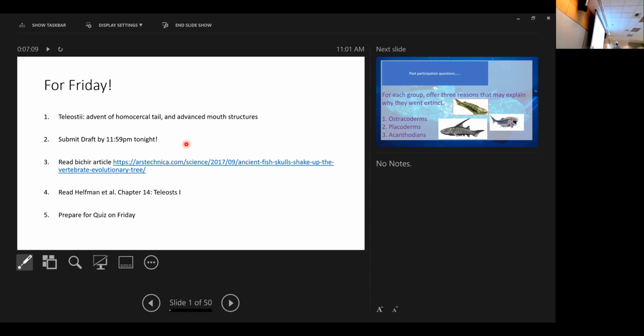And then hopefully, if I move along quickly enough, which is unlikely, we'll get to the teleosts, which are sort of the new updated model of fishes in the evolutionary scope of things. So that's our plan for the lectures.